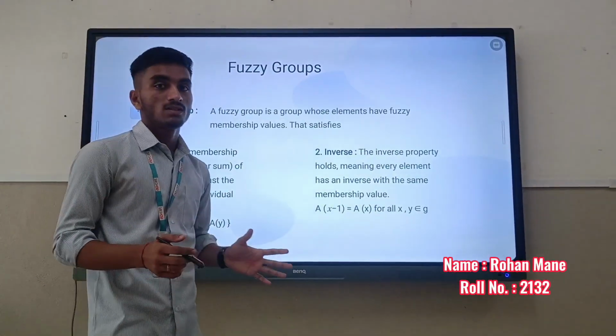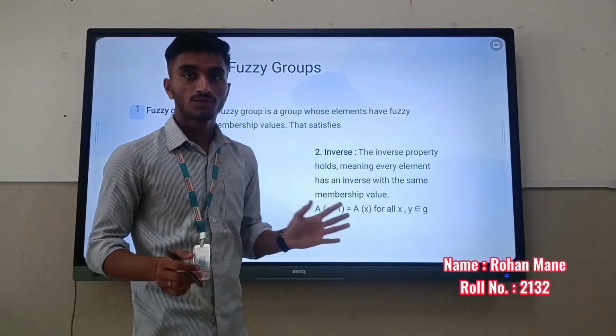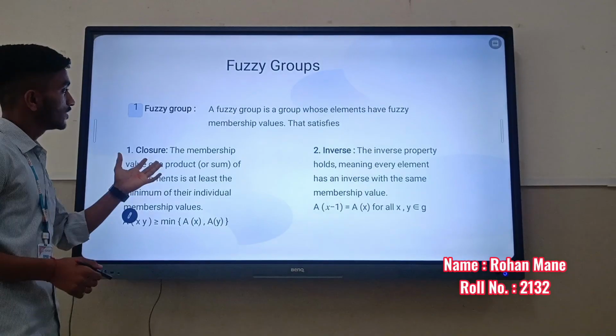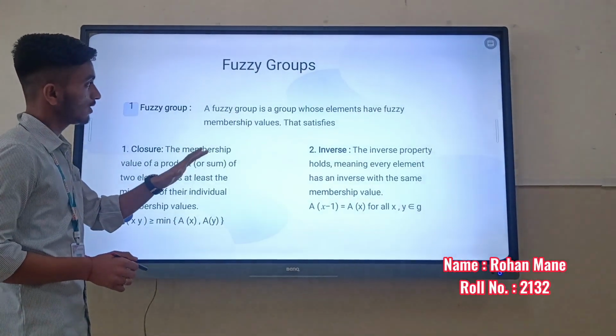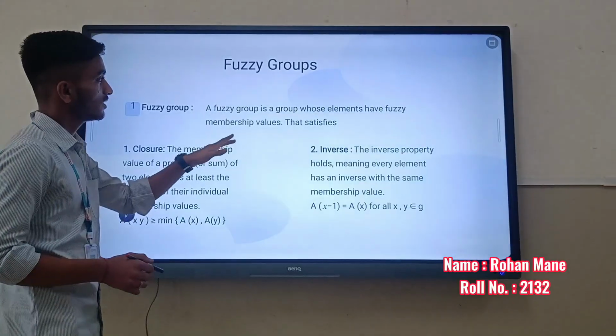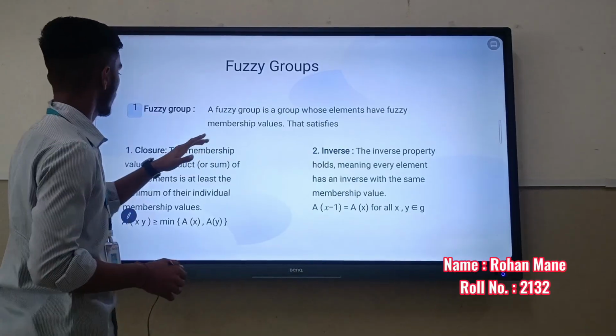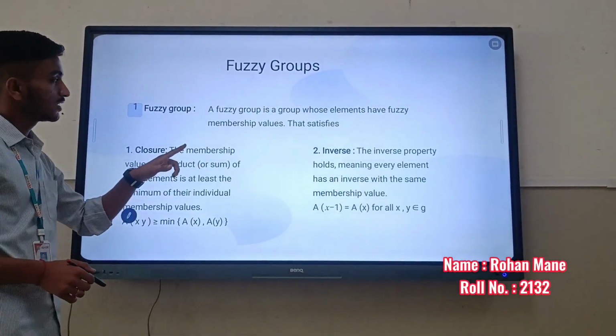So let's come to our main topic, that is fuzzy groups. Definition: what is a fuzzy group? A fuzzy group is a group whose elements have a fuzzy membership value, and which also satisfies the closure property as well as the inverse property.